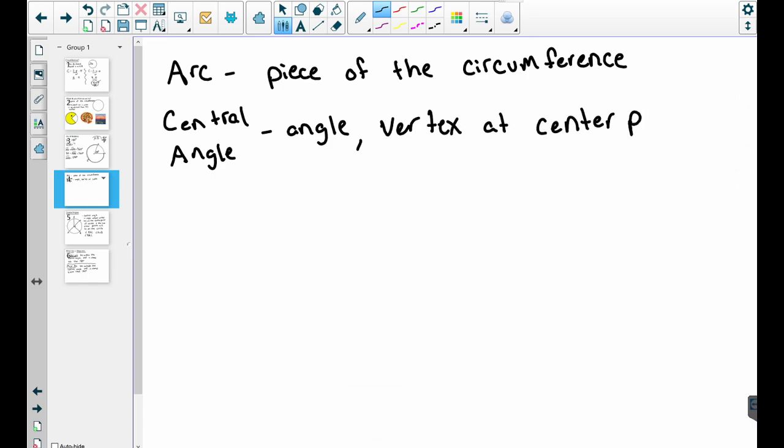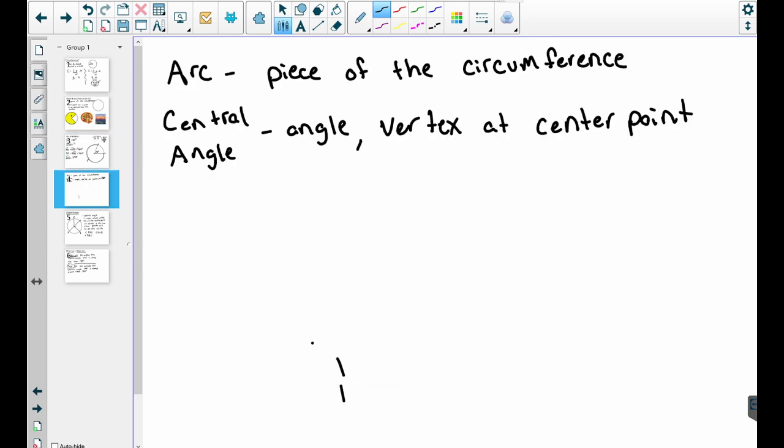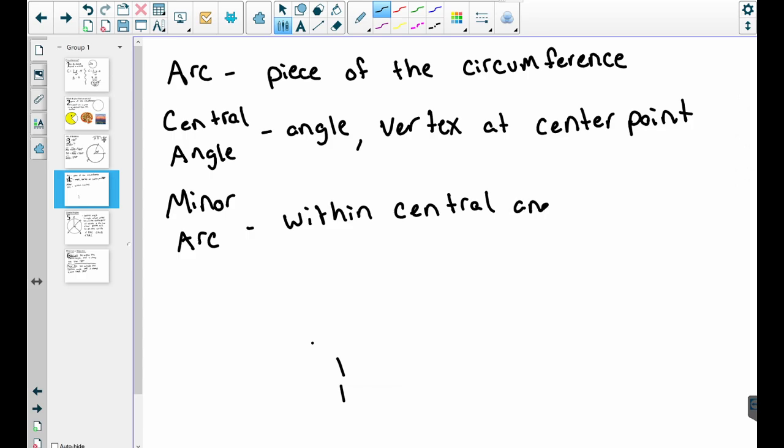So we think back to what we've been looking at. An angle such as here, where the center point is its vertex and it has two other points that are on the circle somewhere. That would be a central angle. And then we have the definitions of minor arc. Minor arc is within the central angle and less than 180 degrees.